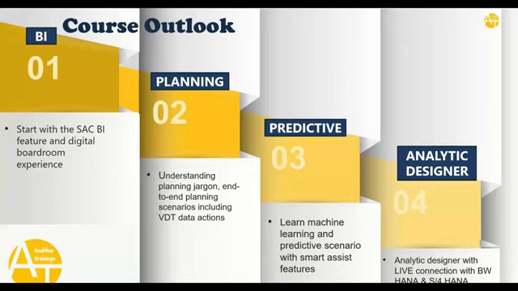In phase 2 of this training, I will cover the introduction to financial planning, what planning is, and planning jargon, and we will understand the concepts of end-to-end planning scenarios like allocations, value driver trees, data actions, copy data actions, and scripted data actions, and many more features. In phase 3, we will talk about prediction and how to use machine learning. We will cover the basics of machine learning, followed by Smart Predict scenarios offered by SAP, which are classification, regression, and time series.